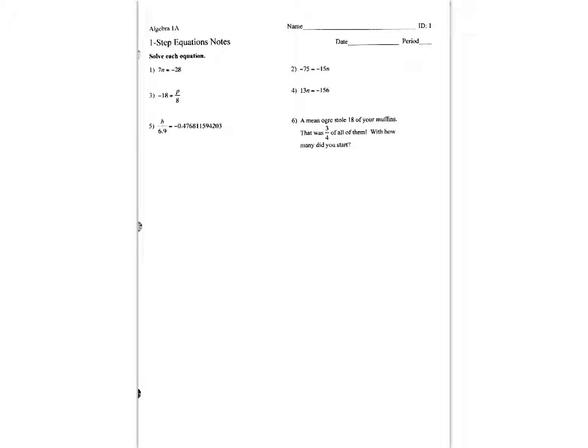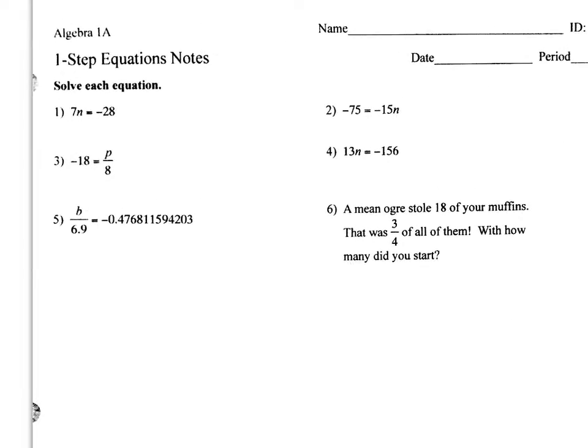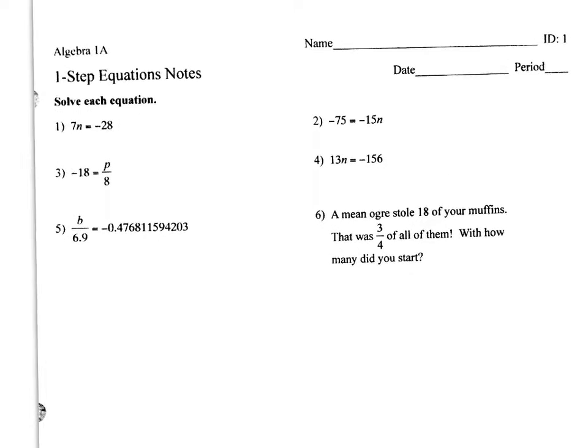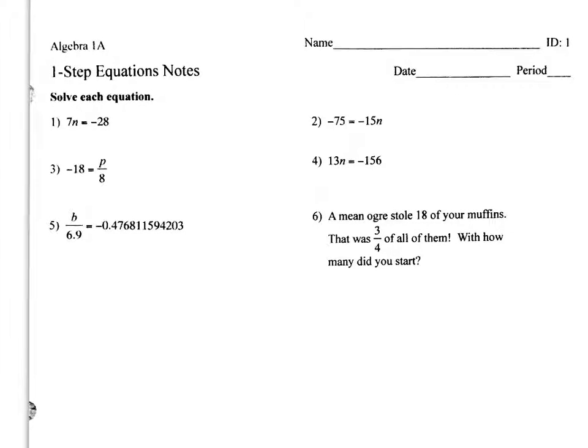Okay, one-step equations. So we are very quickly wrapping up a lot of the pre-algebra skills. So with one-step equations, just remember when you're solving an equation, you want to get the variable by itself, and to get rid of anything on one side, you've got to do the opposite. So in problem number 1, the opposite of multiply by 7 is divide by 7. Whatever you do to one side, you got to do to the other, and we get n is -4.